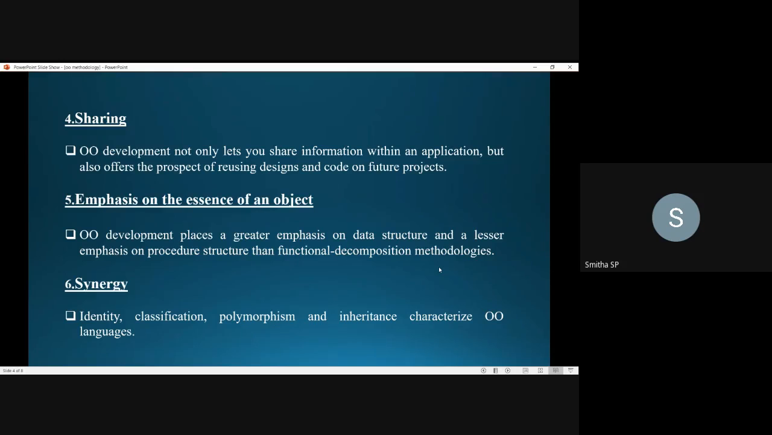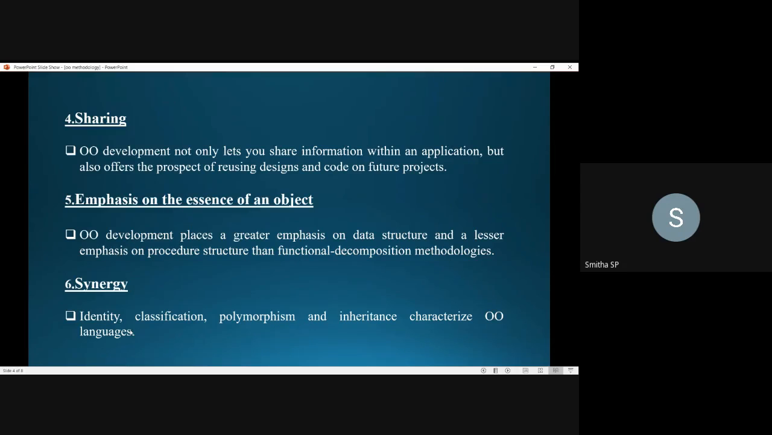The next theme is synergy. Synergy means what? Identity, classification, inheritance, and polymorphism features. All these parallelly characterize the object-oriented language. So this is what synergy means.